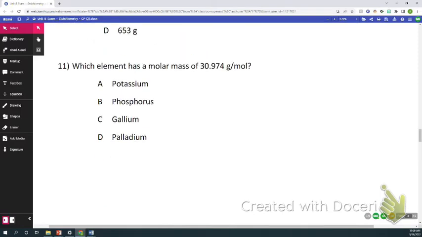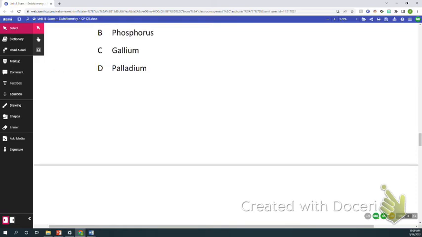All right, number 11, another freebie. I gave you such easy questions randomly just so you get some points. They just want to know which element has this molar mass. So you just look up the red numbers on the periodic table here. Find 30.974 and that looks like it's phosphorus. Okay. All right.